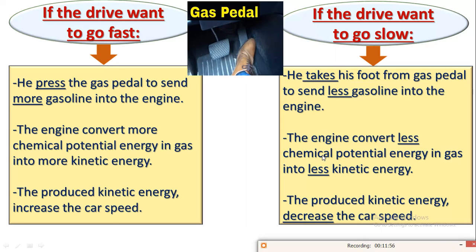So again, if you want to slow down, you take your foot off the gas pedal. Why? To send less gasoline to the engine. So less chemical energy changes into less kinetic energy. So the speed will decrease.